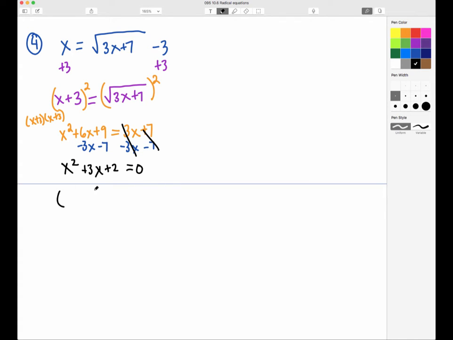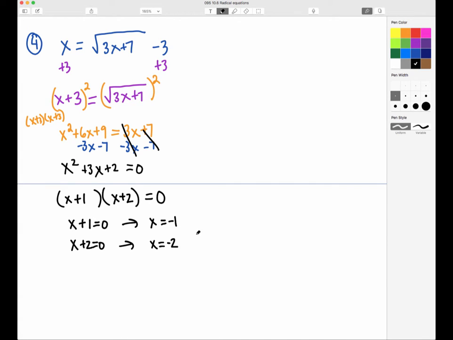So let's do some factoring. I think I can write these out in parentheses. And what times what is positive 2 and adds to be positive 3? It looks like I can use a plus 1 and a plus 2. So I can double check that by foiling. Now I can go to the zero product rule. X plus 1 equals 0. X plus 2 equals 0. So solve each of these little linear equations. X is equal to negative 1, and then x equals negative 2.